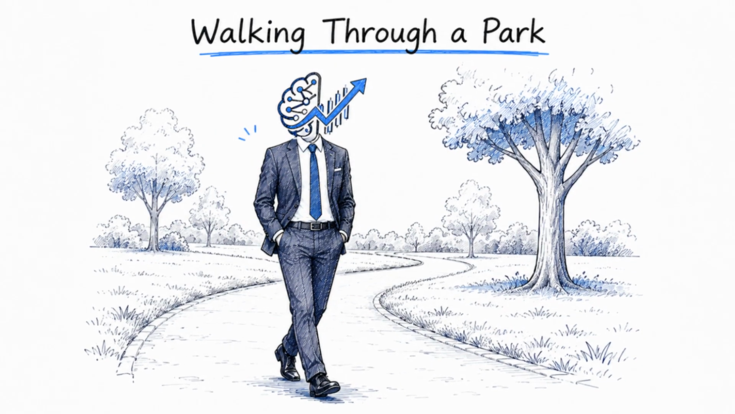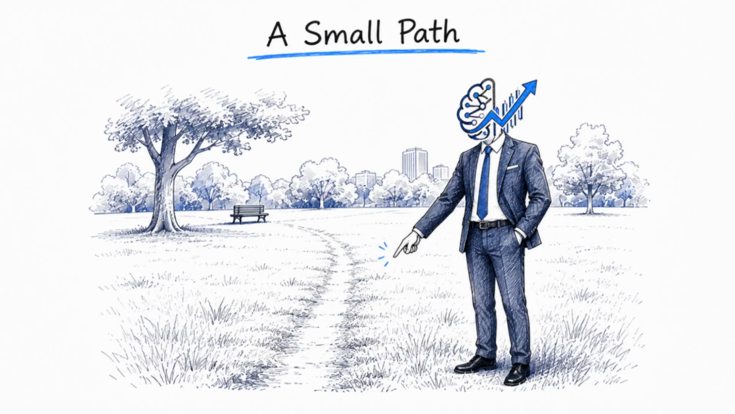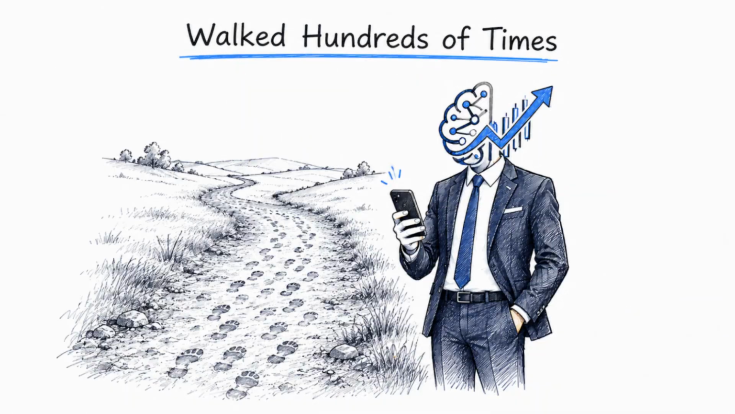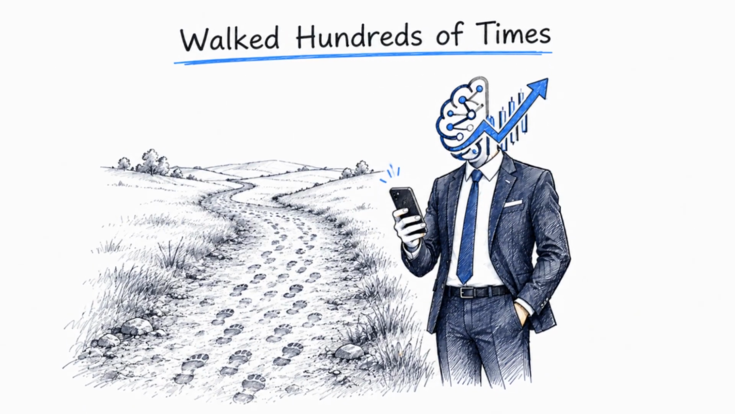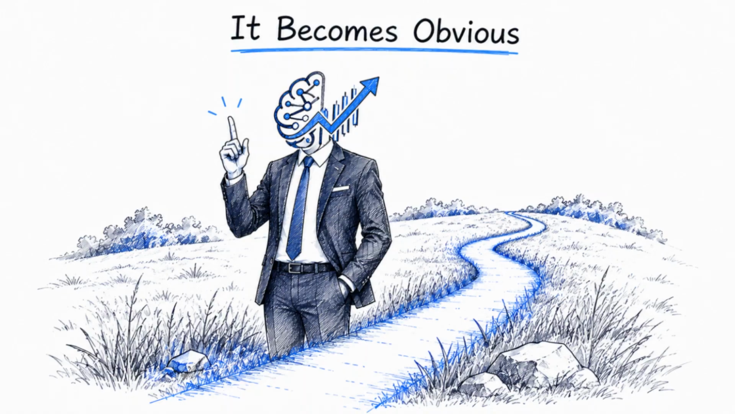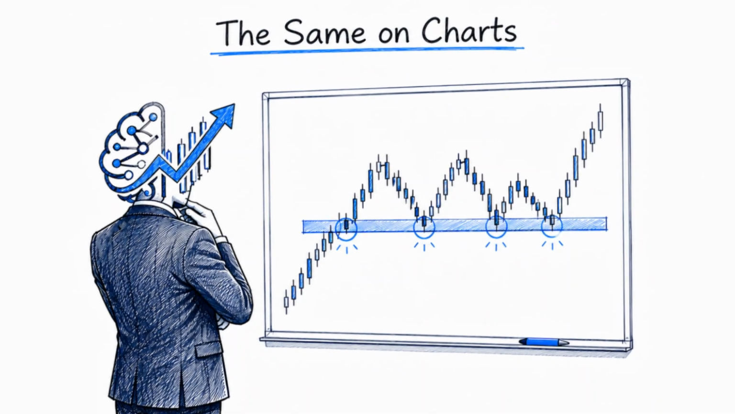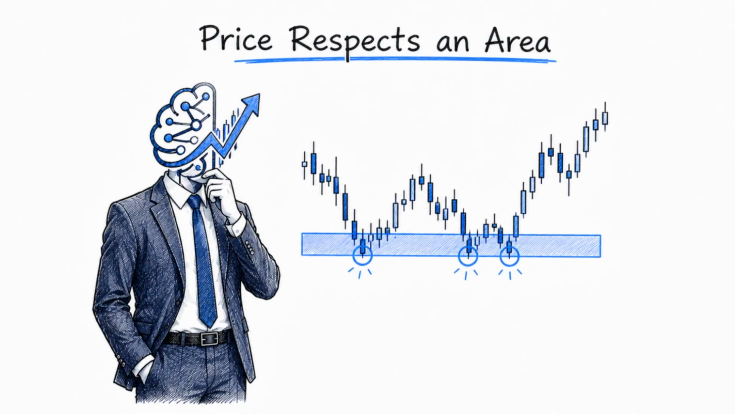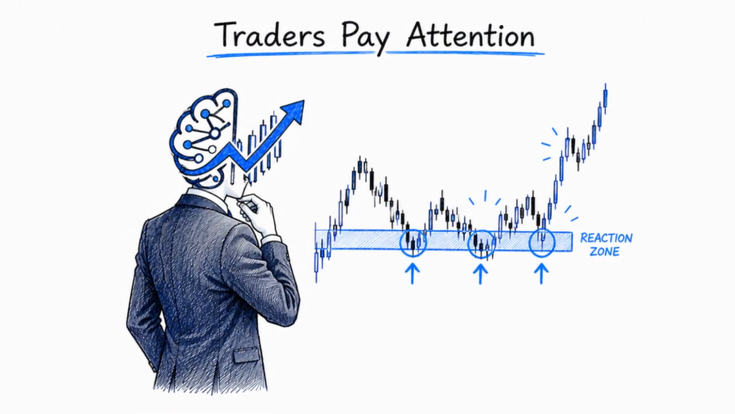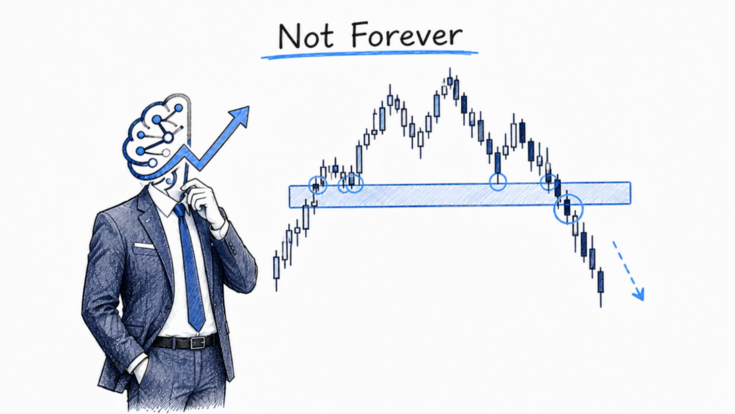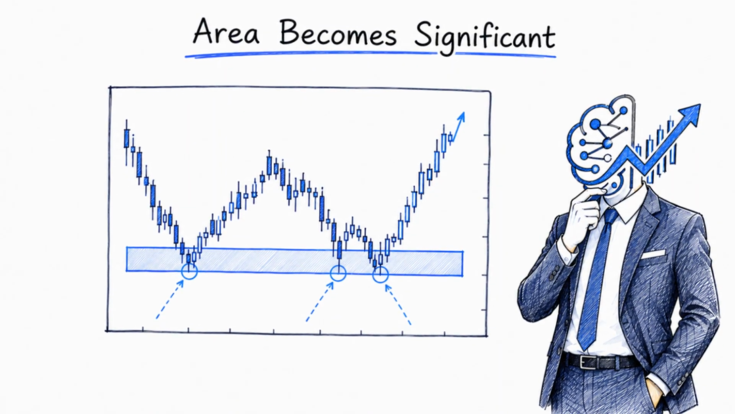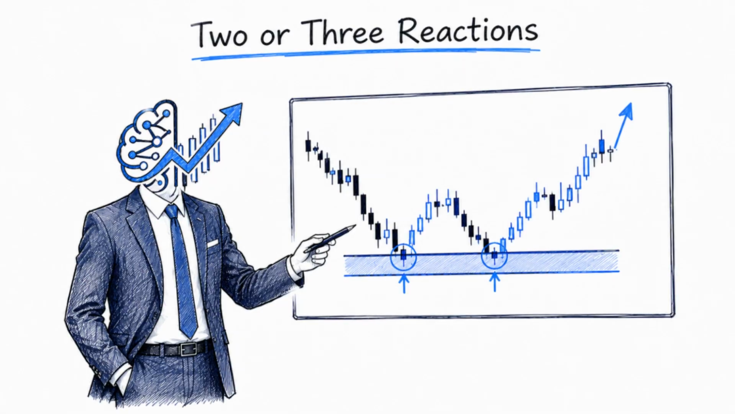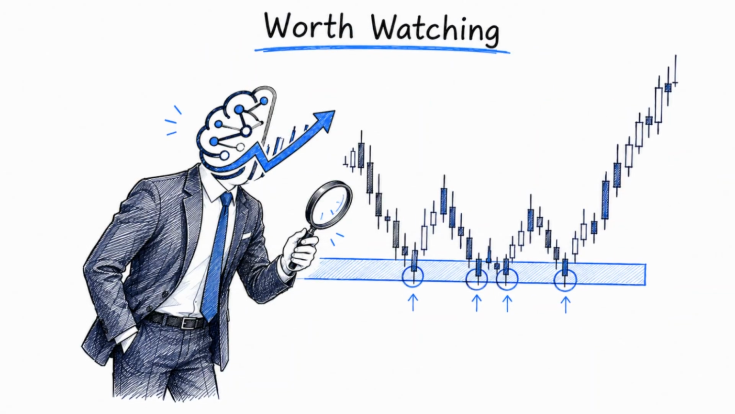Imagine you're walking through a park. You notice a small path through the grass. One person probably walked there. Now imagine that same path has been walked on hundreds of times. Eventually, it becomes obvious. The same thing happens on charts. The more times price respects an area, the more traders begin paying attention to it. That doesn't mean it will hold forever, but it does mean the area becomes more significant. 1 touch? Interesting. 2 or 3 clean reactions? Now you've got something worth watching.